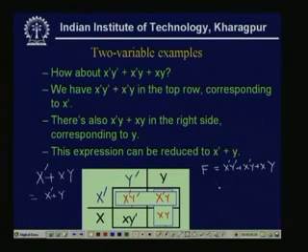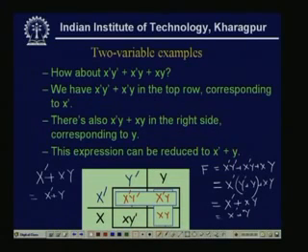Now, if from the theorems and postulates I take x dash common, then it is x dash times y dash plus y, plus xy. So, this is nothing but x dash, because y dash plus y is 1. So, this is x dash plus xy, and this is nothing but x dash plus y. So, simply by noticing the Karnaugh map, I can easily reduce the function.